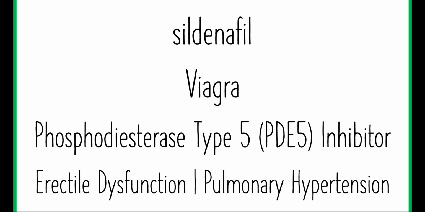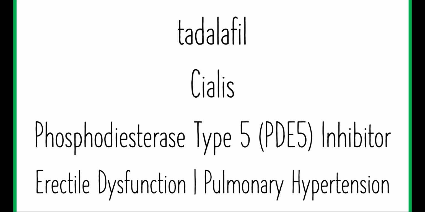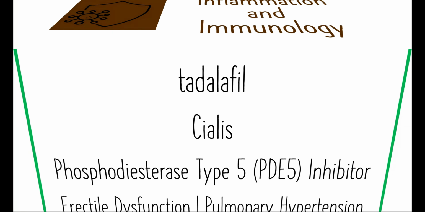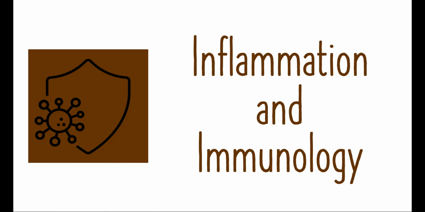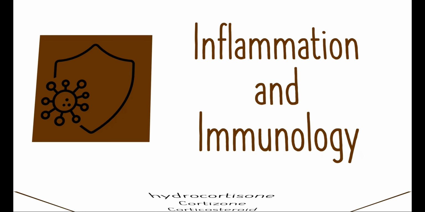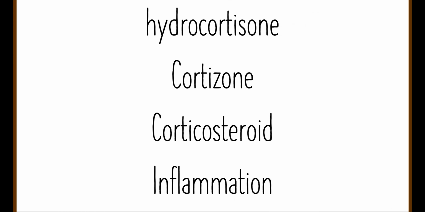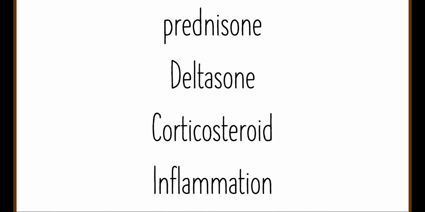Sildenafil or Viagra is a phosphodiesterase type 5 or PDE5 inhibitor for erectile dysfunction and pulmonary hypertension. Tadalafil or Cialis is a PDE5 inhibitor for erectile dysfunction and pulmonary hypertension. Inflammation and immunology drugs. Hydrocortisone or Cortisone is a corticosteroid for inflammation. Prednisone or Deltasone is a corticosteroid for inflammation.